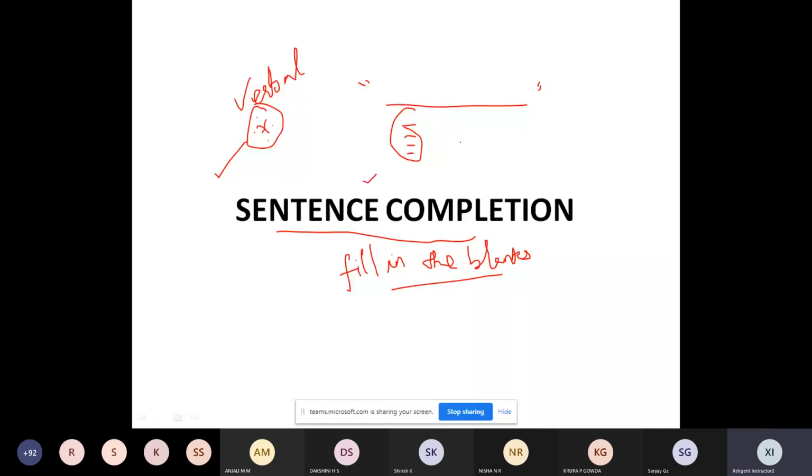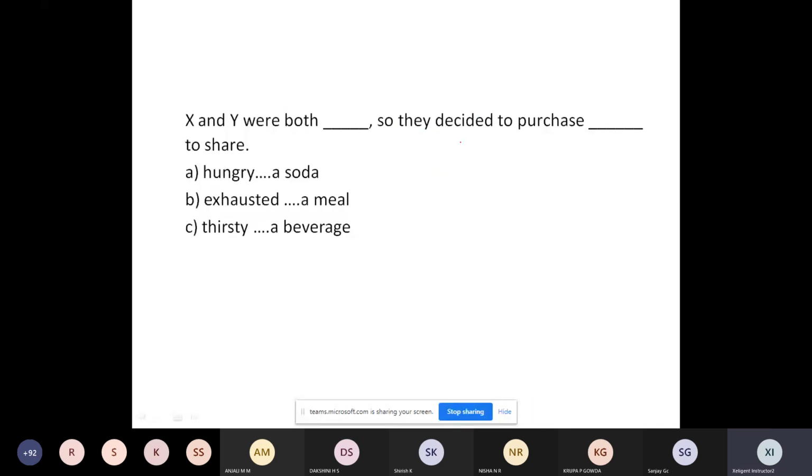Okay, so here is an example sentence. X and Y were both blank, so they decided to purchase blank to share. If you take this question as an example, there are two blanks. So there are sentence completion questions with a single blank as well as a double blank. Here we have a double blank. If you find the answer for this blank, then it would be easy for you to get the answer for the other blank. Now we are going to find out the answer for this.